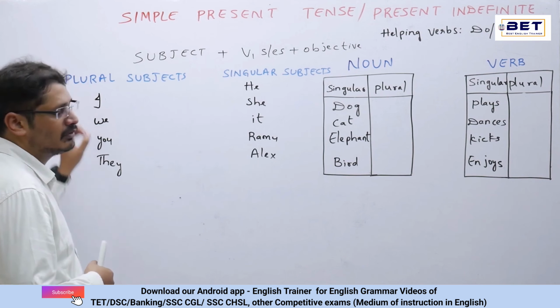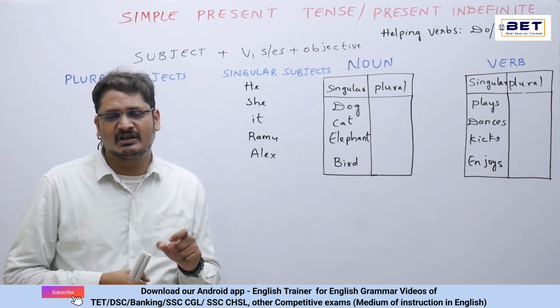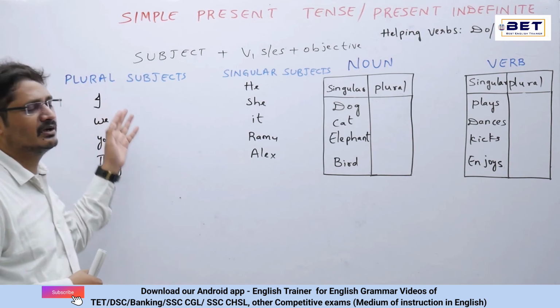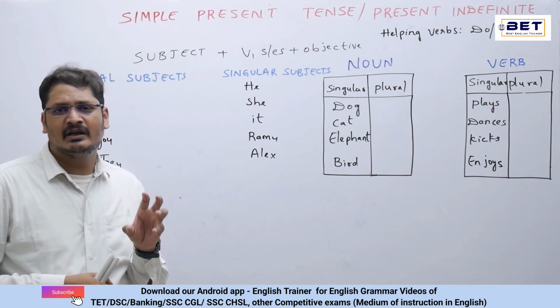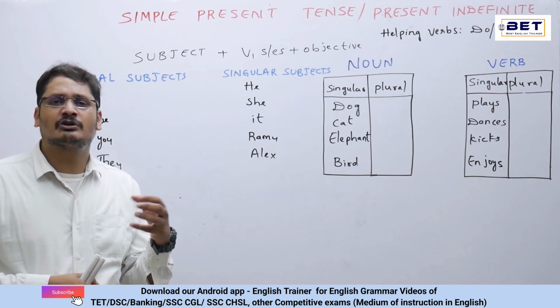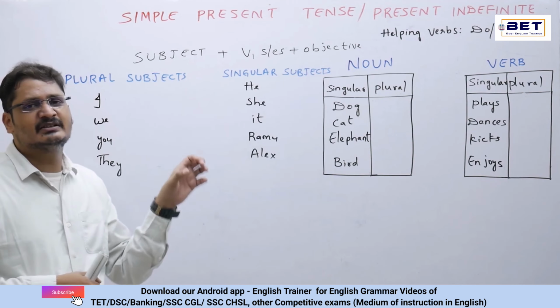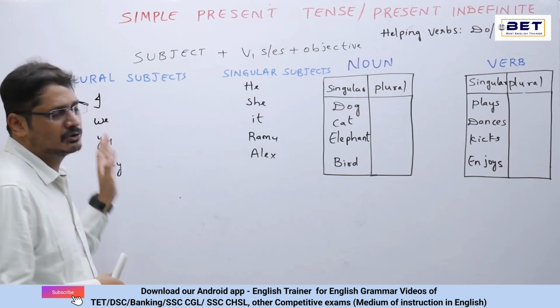Now you may get a doubt over here. I is first person singular, but still we are using it as the plural subject over there because generally I is something which does not follow rules all the time. So in simple present tense, it is acting as the plural subject over here.